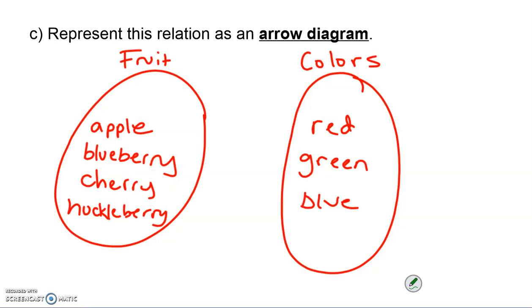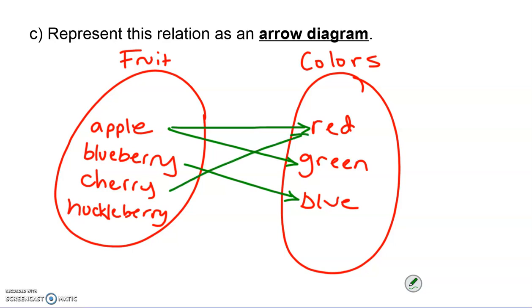So we're going to then associate each item with their option. So an apple could be red, so I'm going to draw an arrow to red, but the apple could also be green, so I'm going to draw an arrow to green. The blueberry is blue, the cherry is red, and the huckleberry is blue. So by looking at the diagram, you should be able to see which fruit is which color.